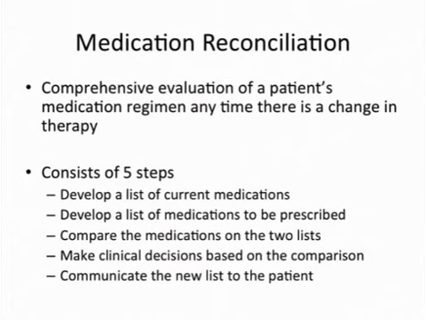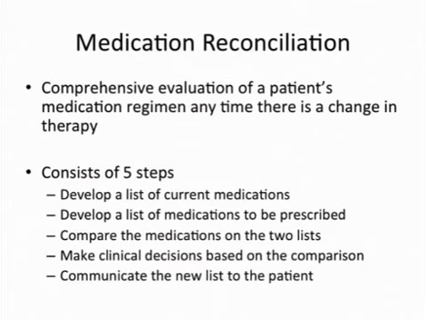According to the Joint Commission, the medication reconciliation process consists of 5 steps. The first is development of a list of current medications. 2. Develop a list of medications to be prescribed. 3. Compare the medications on the 2 lists. 4. Make clinical decisions based on the appropriateness of the comparison. And 5. Communicate the new list to the appropriate caregivers and to the patients.